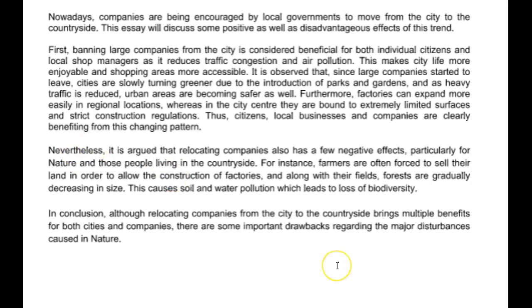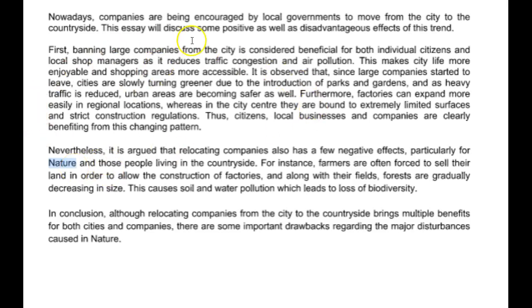Nevertheless, lovely word, it is argued that relocating companies also has some negative consequences, particularly for nature. So we need to not capitalise nature, because when you capitalise nature and use it as a single word, you might as well say God. So it's better to describe the actual effect that you're talking about. I would say, because it uses up green space, doesn't it? Countryside space being used by large companies decreases green spaces.